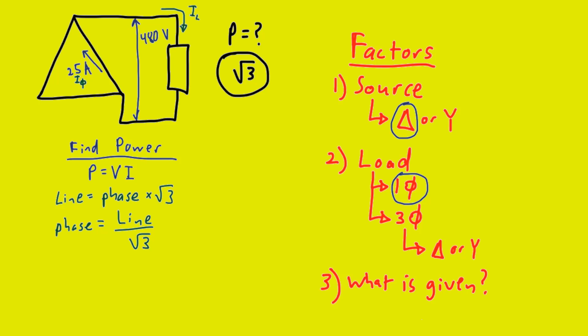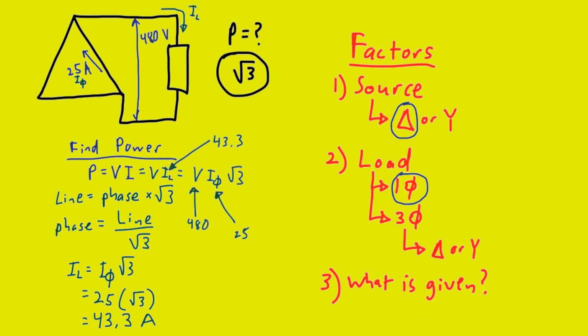So with the line voltage being given, we convert the phase current to line current. That means we multiply 25 amps by root 3, and it will give us this line current, which is 43.3 amps. So now we have our equation all lined up and filled out to find power at the load. We have P equals VI. Our voltage is 480 line voltage, and our current at the line is 43.3. So P equals 480 times 43.3, which in the end yields 20.8 kVA.